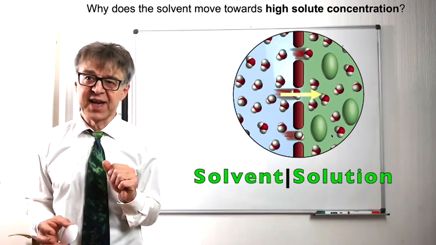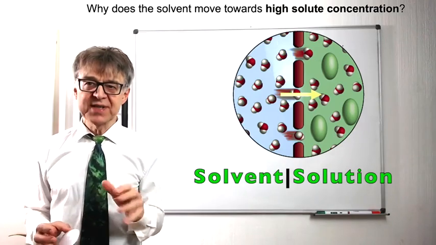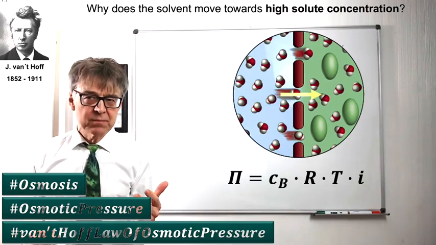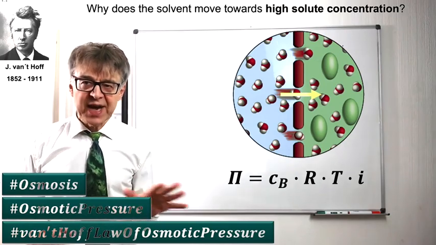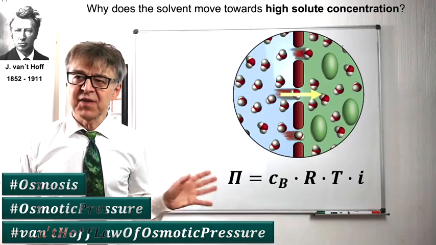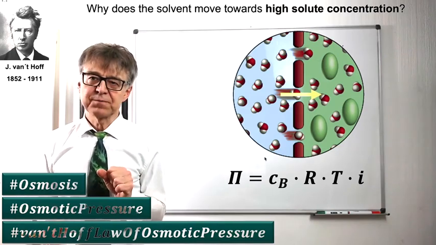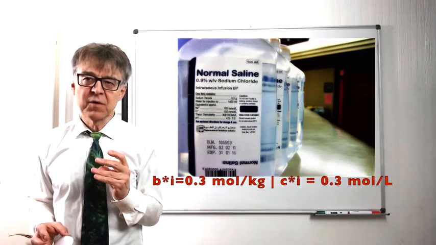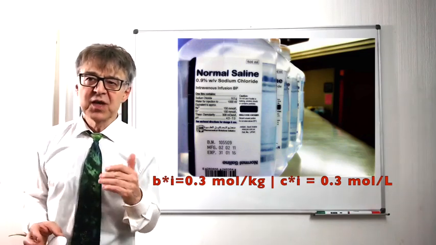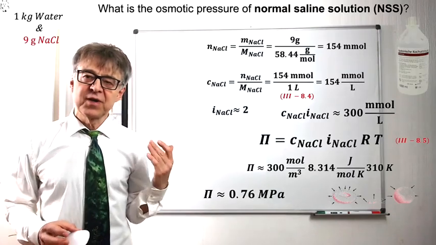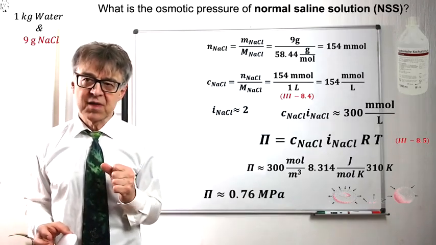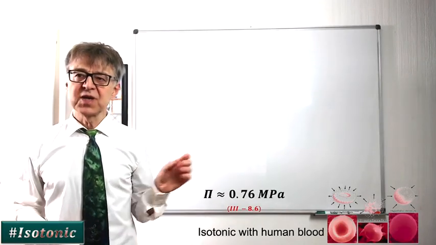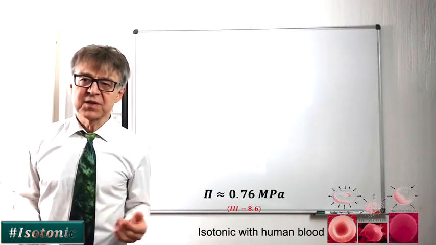The additional pressure which builds up in the more concentrated solution is called the osmotic pressure. According to Van 't Hoff, we can calculate it from osmolarity, the gas constant, and temperature. This commercially available saline solution with an osmolarity of 0.3 moles per kilogram shows an osmotic pressure of 0.76 megapascals. This is exactly the osmotic pressure of human blood, so these solutions are used in intravenous therapy.